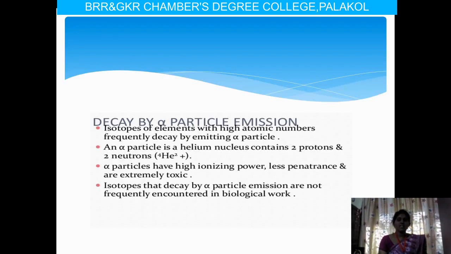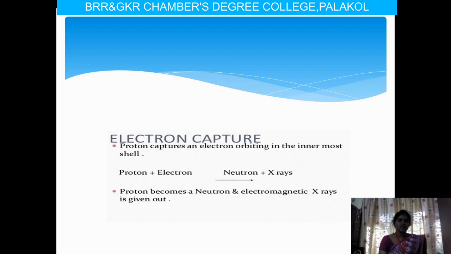Here alpha particles have high ionization power, less penetrance and are extremely toxic in nature. Next one is electron capture. A proton captures an electron orbiting in the innermost shell. When the proton interacts with the electron, a neutron plus X-rays will be produced. So a proton becomes a neutron and electromagnetic X-rays are given out.